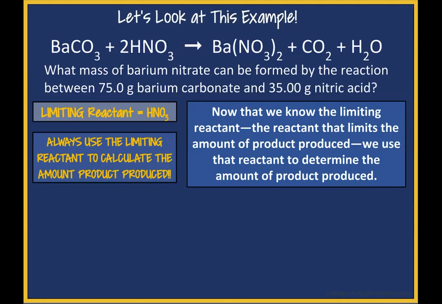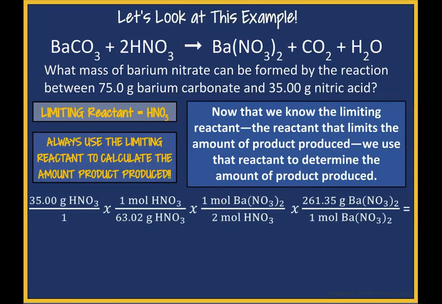So start with what we have, 35 grams of HNO3. We're going to change it to moles, because you always change everything to moles. This 63.02 comes from the periodic table. When these match, HNO3 over HNO3, this comes from the periodic table. Then we're going to change the moles of HNO3 to moles of barium carbonate, and this 1 and this 2 come from the coefficients of the balanced equation.